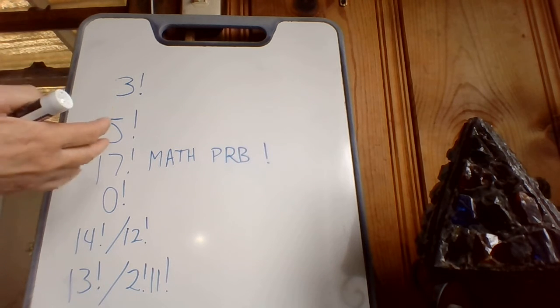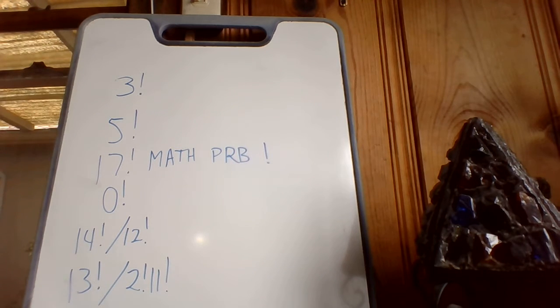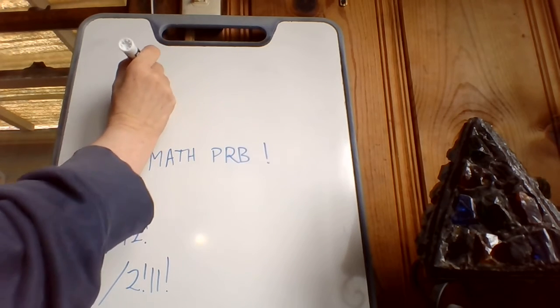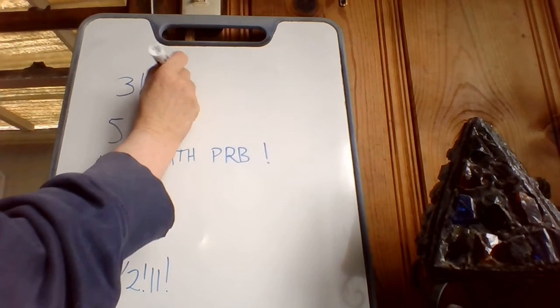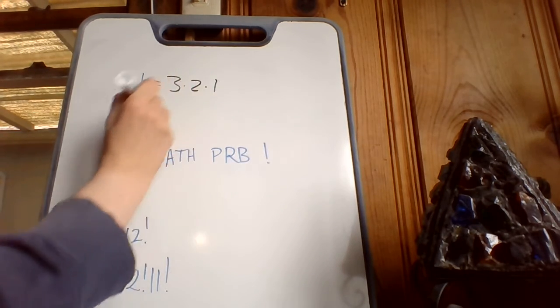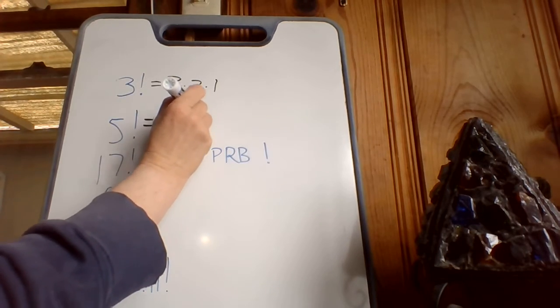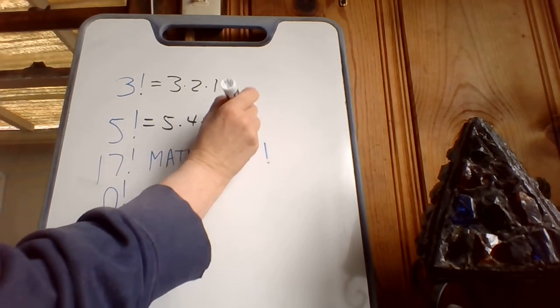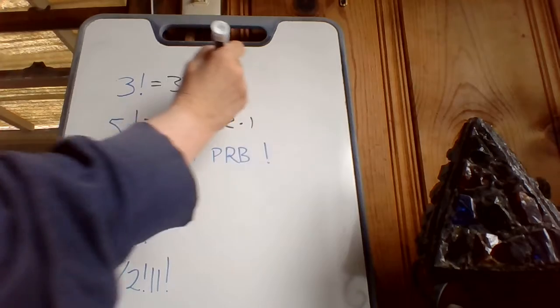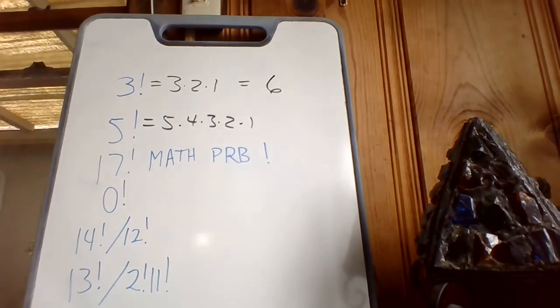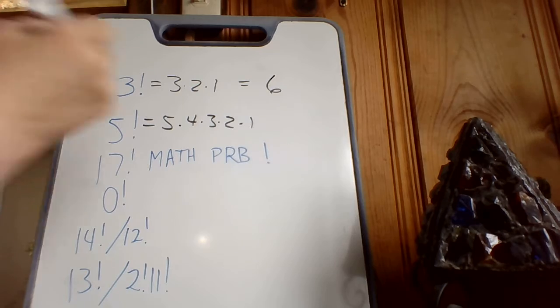It's not like 3. What it means is you take whatever number you're starting with and you work your way backwards all the way down until you get to 1, and you just multiply them all out. So this would be 3 times 2 times 1, and this would be 5 times 4 times 3 times 2 times 1. You always start with that number and work your way backwards till you get to 1, and you're just multiplying them all. So this one is 6. And this one is 120.